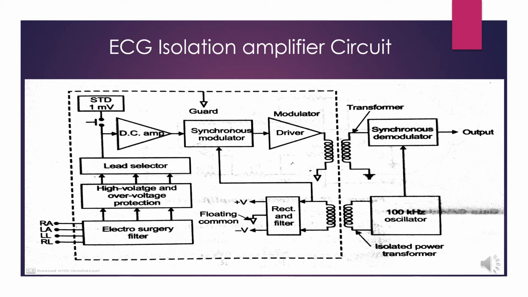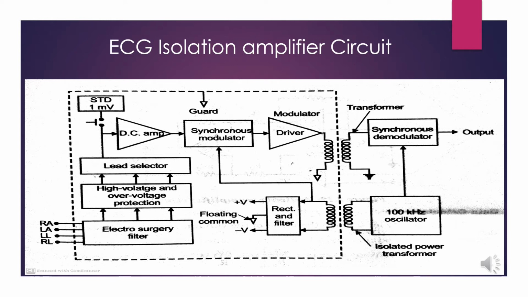The signals from different leads are given to the low pass filter having a cutoff frequency of about 10 kHz. The filtering reduces the interference caused by electrosurgery and radio frequency emission. This filter circuit is followed by the high voltage and overvoltage protection circuit. What will this circuit do? This circuit can withstand large voltages during defibrillation.